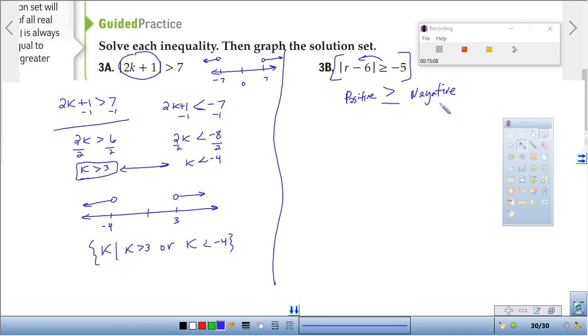How about this? When would it be wrong? It would never be wrong. So guess what my answer for this one is? Anytime you see an absolute value greater than a negative, it's going to be this: all real numbers.